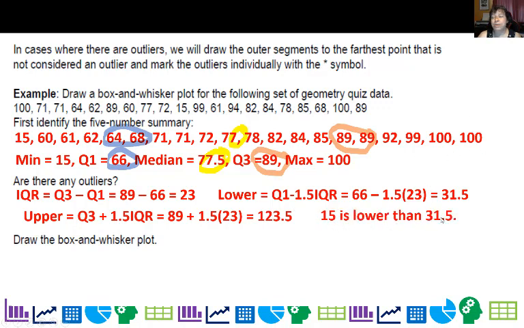15 is lower than 31.5. There's nothing higher than that. That's our only outlier. So when we have our box and whisker plot here, this is the 15. And what point does that represent? That actually represents the 60 here. So let's go ahead and put the points on it.